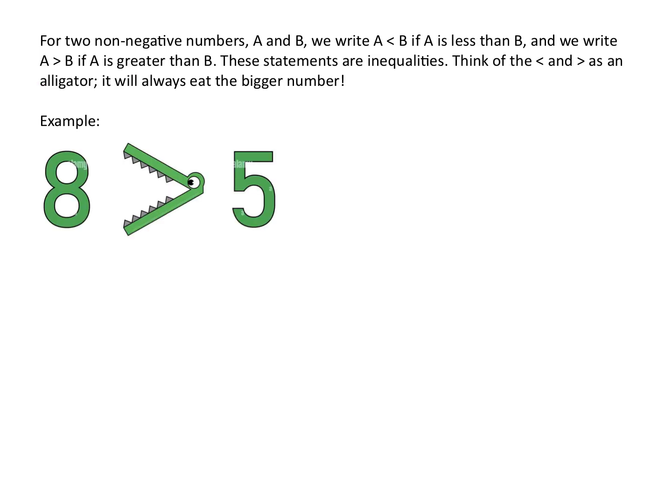For two non-negative numbers, A and B, we write A and then this symbol, which you read as is less than B, if A is less than B. And we write A and then this symbol that was just the original one turned around. We read that A is greater than B if A is greater than B. These statements are called inequalities.